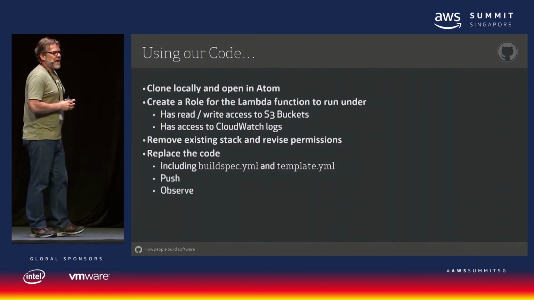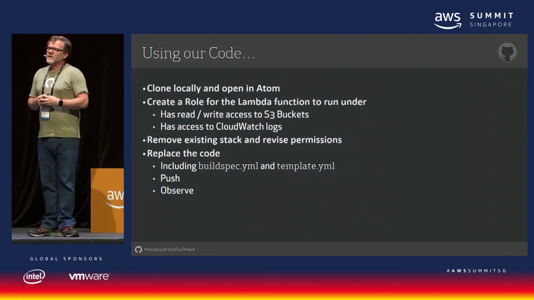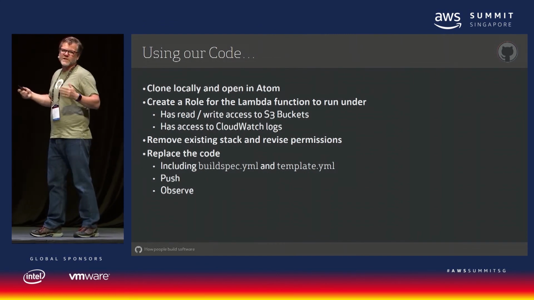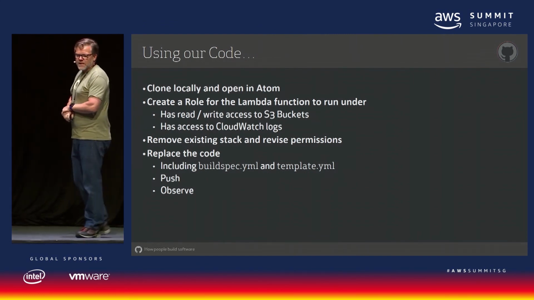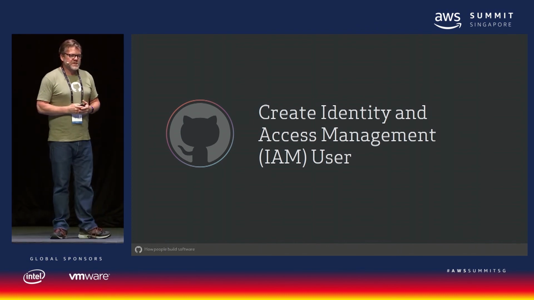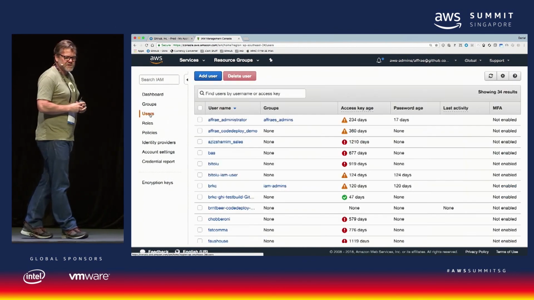Check and make sure that our project has the right permissions to create all the resources it needs, and then we're going to go and replace that code and build a whole new bunch of resources off those templates. So let's do that now. So I'm going to go in and create the identity and access management user, and I'm going to do this with my mind. I have mind control, those of you that have been to my processes before.